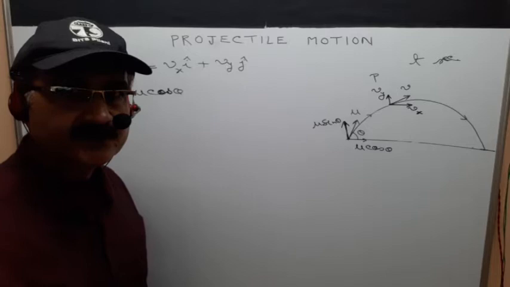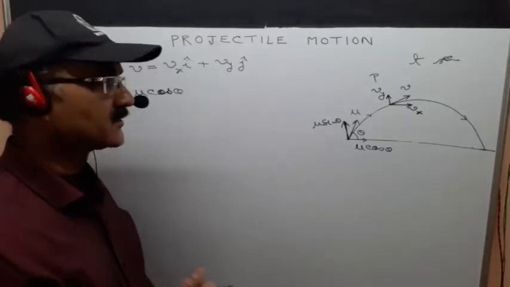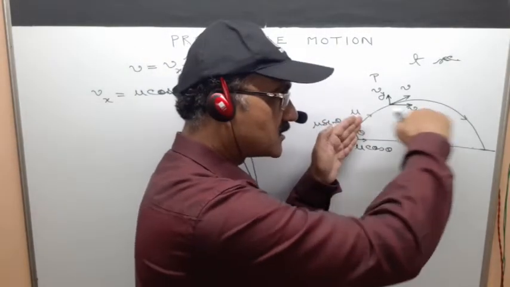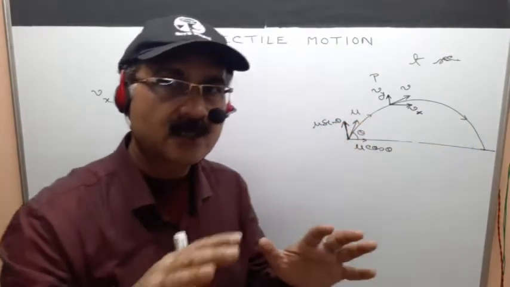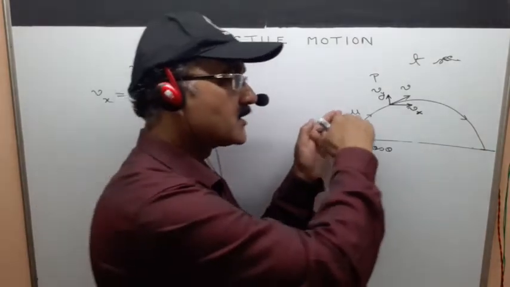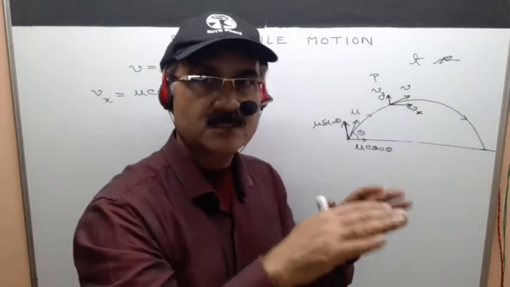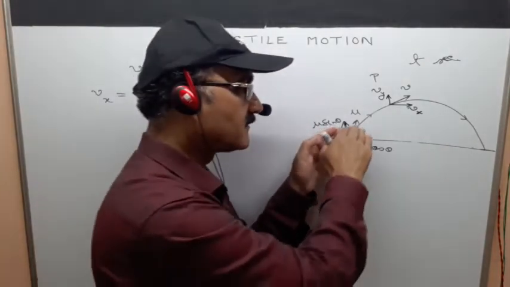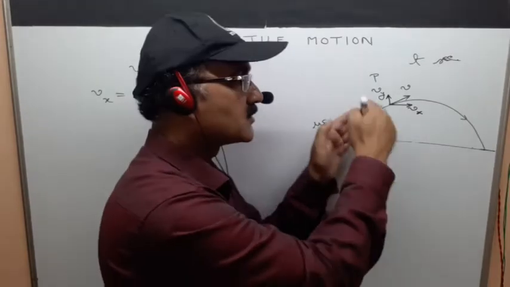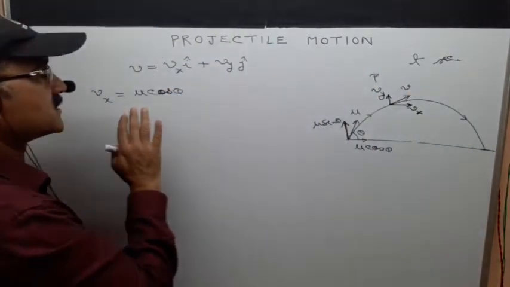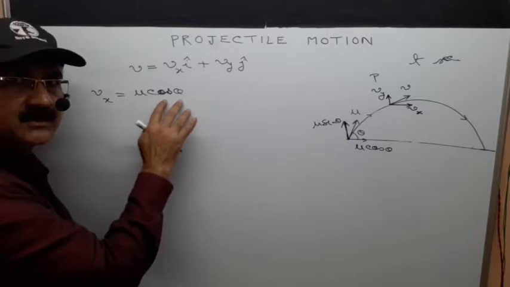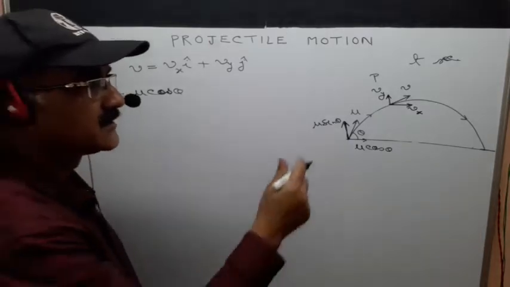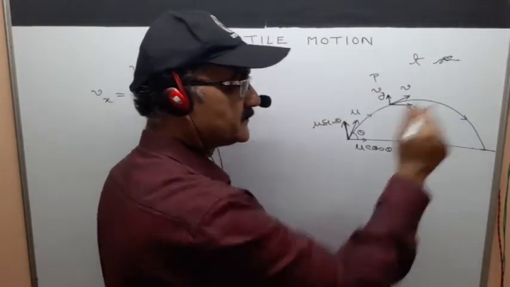Understood? Simple, right? Since there is no force on the projectile in the horizontal direction, it doesn't have any acceleration in the horizontal direction. That means its velocity will remain constant. Initially, its horizontal velocity was u cos theta. So at any point, its horizontal velocity will be u cos theta. Clear? What about the vertical velocity?